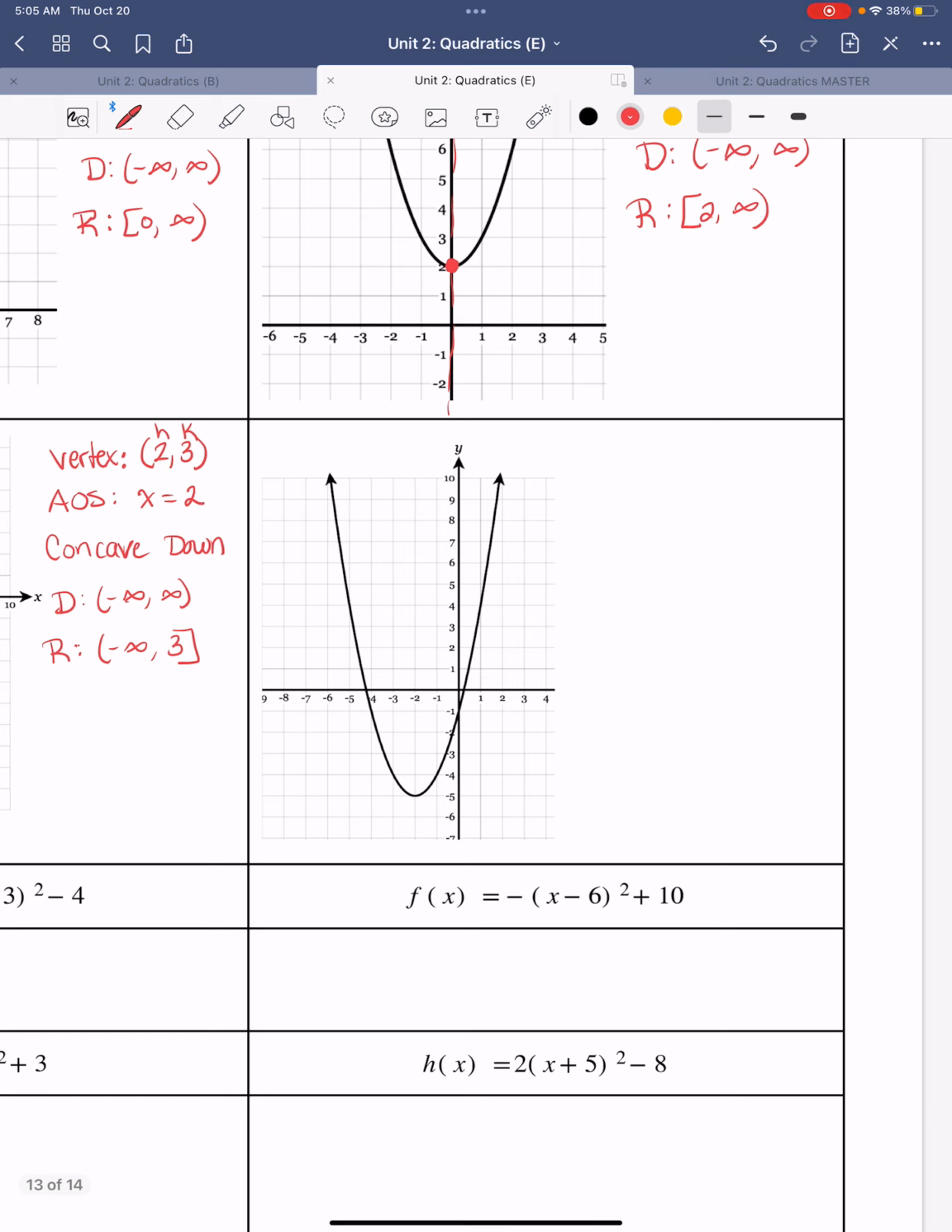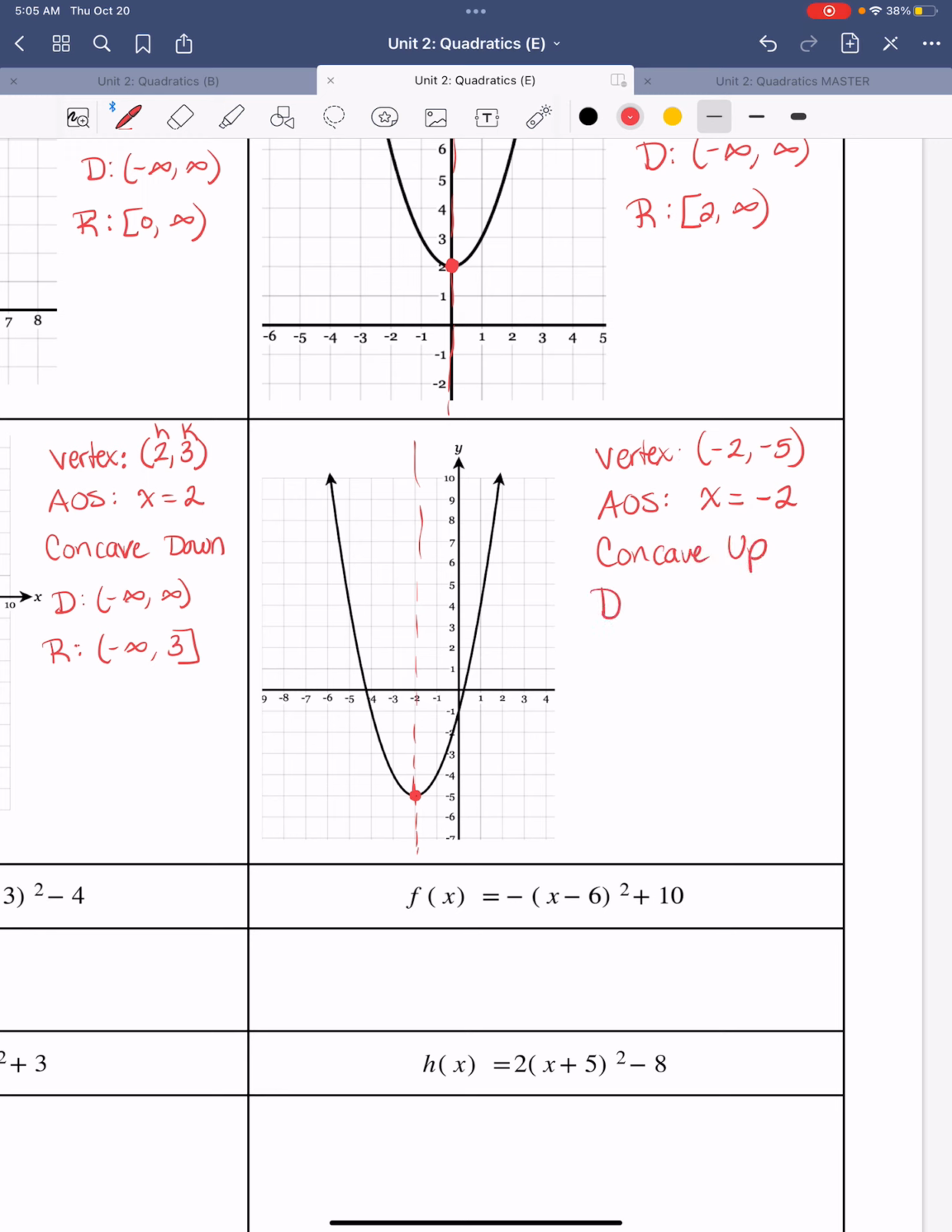If you want to pause the video and give this one a try on your own and then check your answers, that might be a good idea. So for this one, we have shifted to the left 2 units and down 5 units is where my vertex is living. So my vertex for this guy is -2, -5. My axis of symmetry, again, goes right through, and it's x equals h. My h is -2, so x equals -2. This is concave up.